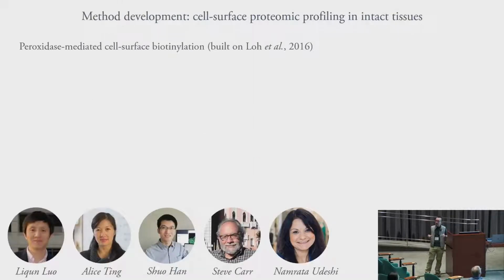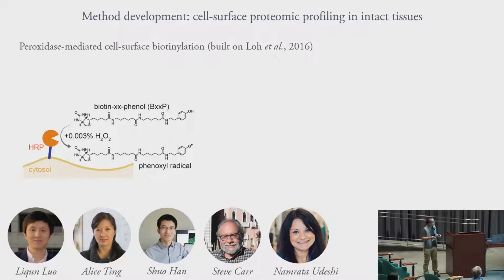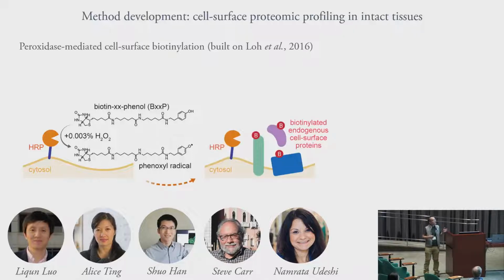To that end, we collaborated with Alice Ting's lab, particularly her student Shuohan, to develop a method to profile the cell surface proteome in the native tissue environment by using peroxidase-mediated biotinylation. In this method, HRP, the enzyme, is targeted to the extracellular face of a cell. In the presence of hydrogen peroxide, it converts the substrate biotin phenol into phenoxyl radicals. These radicals can only diffuse within a short distance, although not that short, to carry out the chemistry, and then connect to nearby proteins.